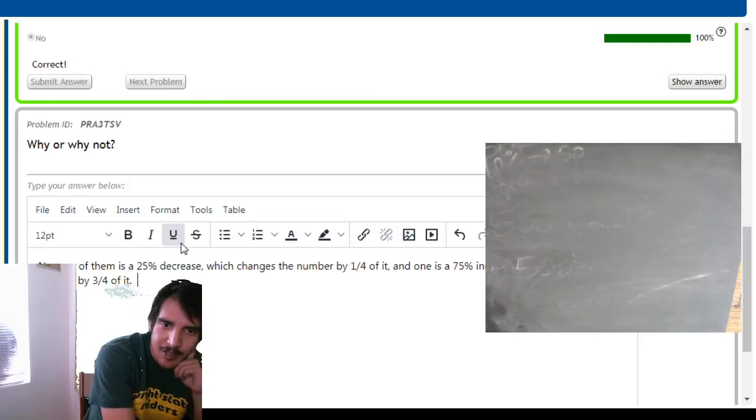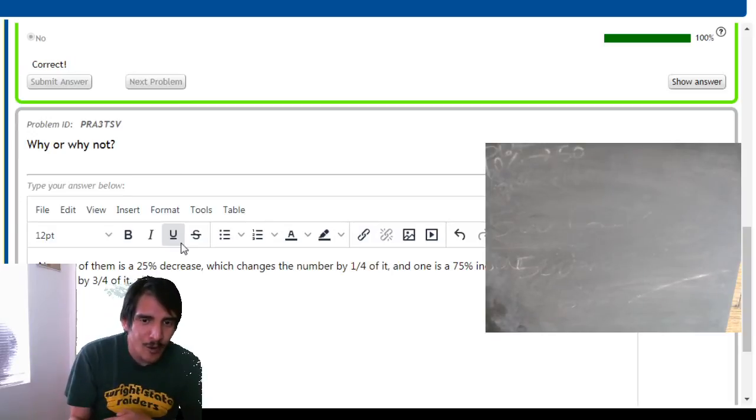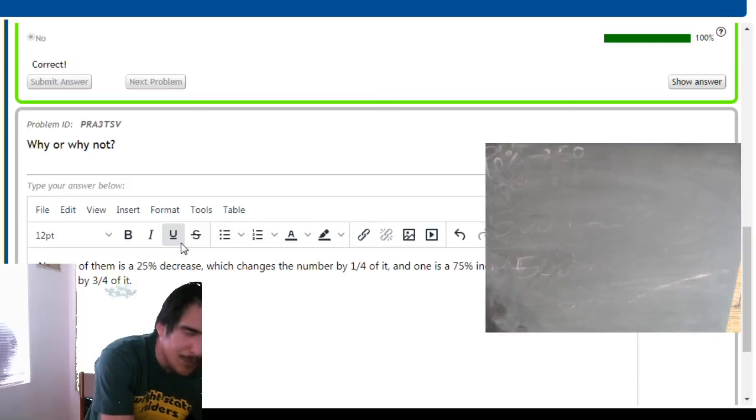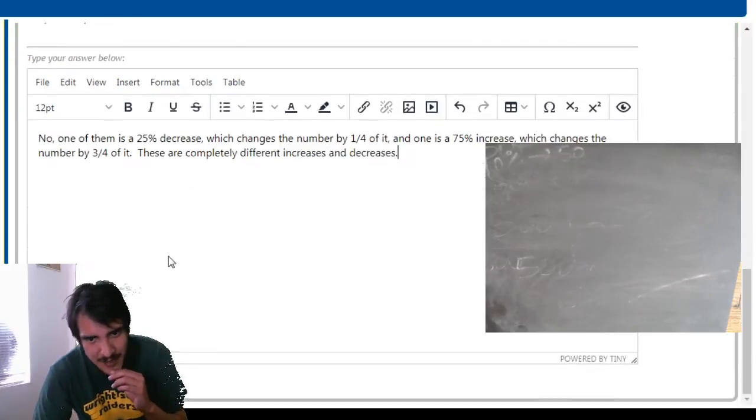So, if I do a 25% decrease, that changes the number by 1/4. Whereas if I do a 75% increase, that changes the number by 3/4. So these are completely different increases and decreases. That's what I'll say for now.